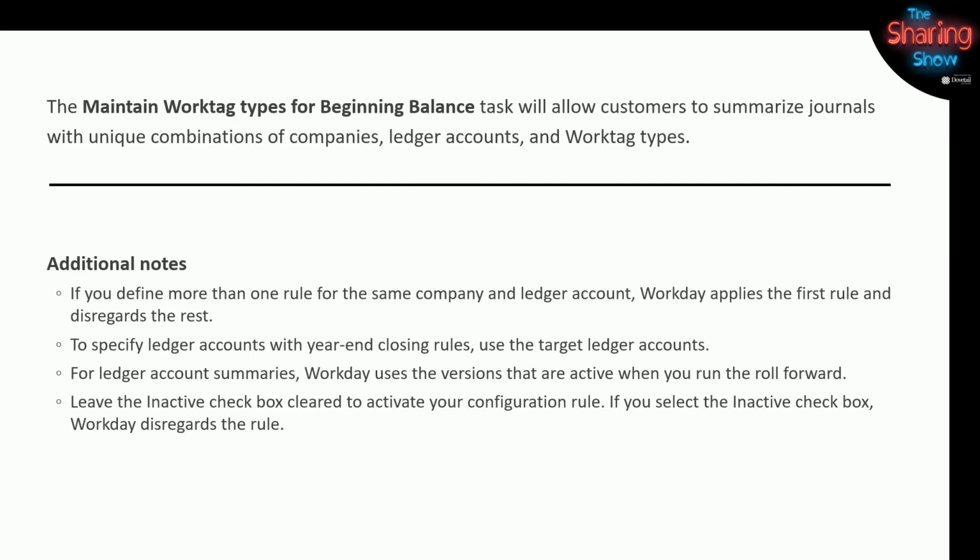But in order for us to do this, there are some additional notes. If you define more than one rule for the same company and ledger account, Workday applies the first rule and disregards the rest. To specify a ledger account with the year-end closing rules, use the target ledger accounts. For the ledger account summaries, Workday uses the version that is active when you run the roll forward. Last but not least, leave the inactive checkbox clear to activate your configuration rules. If you select the inactive box, then Workday disregards the rule.